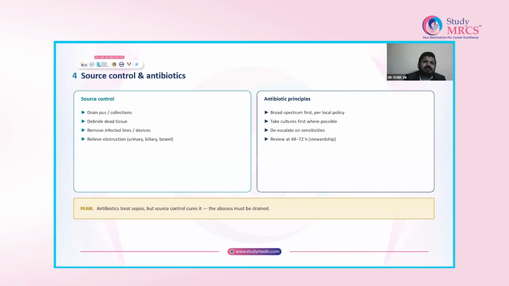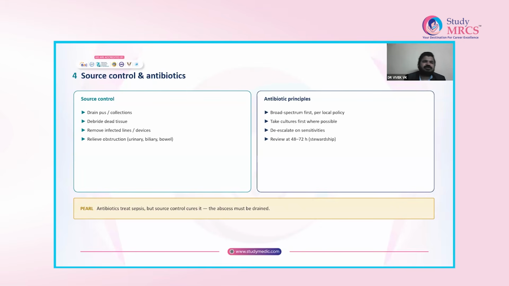Sometimes the source of infection could be from an infected central line or some devices. Suppose a patient is on a central venous line and the patient is developing some sort of fever. You have to consider this central venous line as a source of infection. You have to remove that central venous line if that is no longer required.